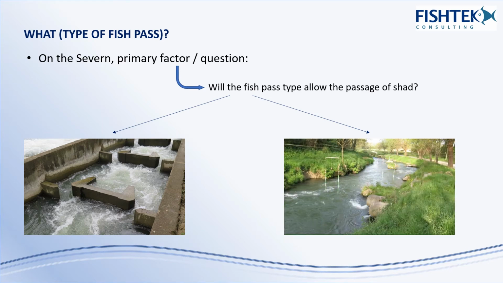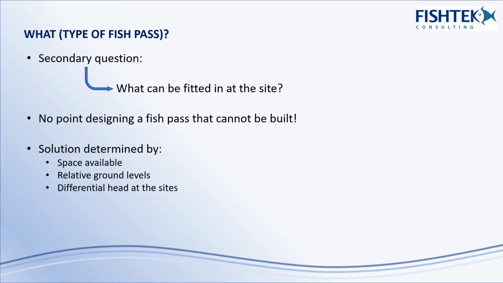Bypass channels are quite shallow, but that type of fish pass is highly effective for shad. And then the secondary question, which is really very important, is what can we fit in at each of the sites. For the same reason, there's no point designing a fish pass that the fish you are worried about can't use or can't find. Equally, there's no point designing a fish pass that fairly obviously can't be built.